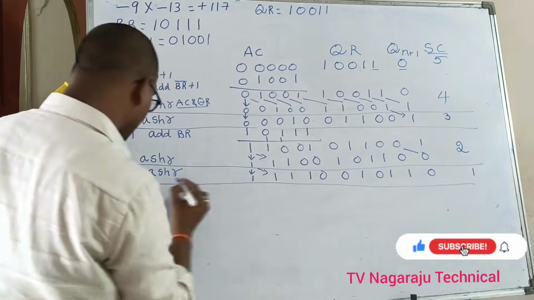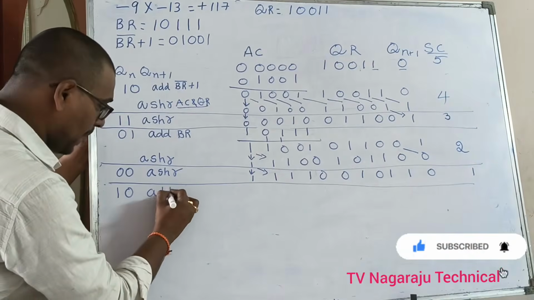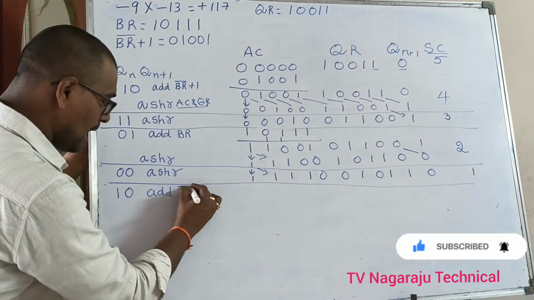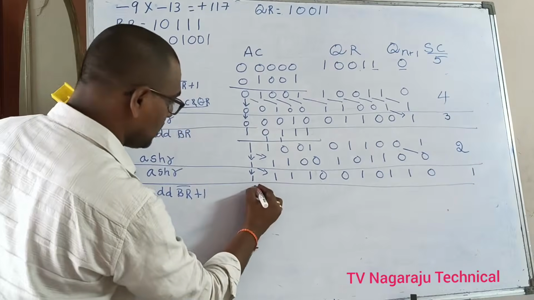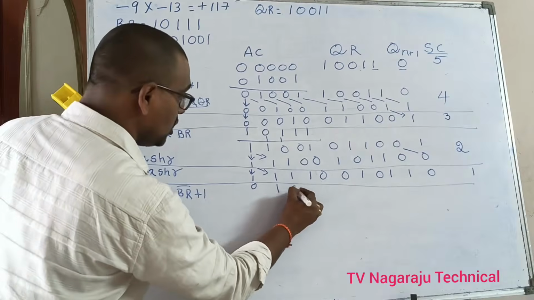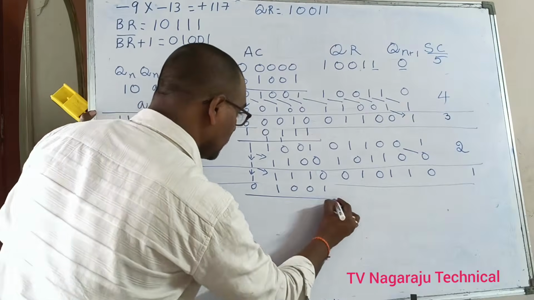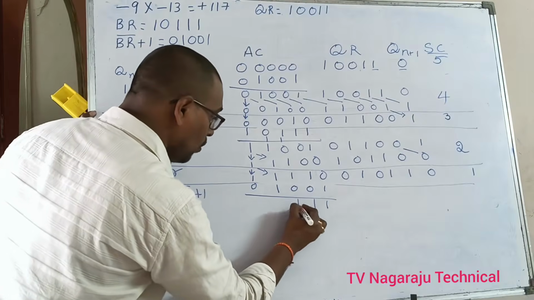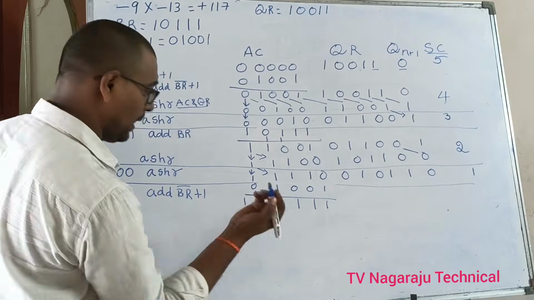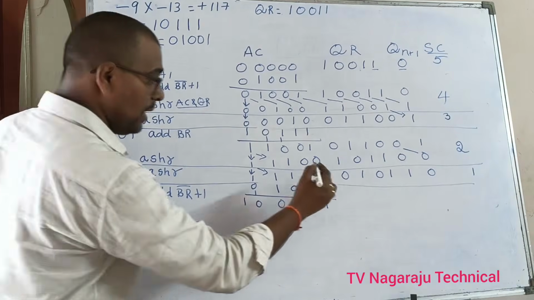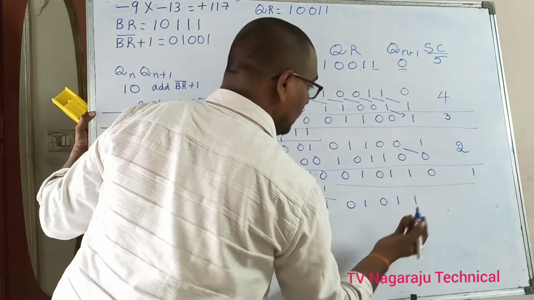And the last two bits are 1, 0. If it is 1, 0, what are we doing? Subtraction. That is, add BR complement plus 1. For this, what is BR complement plus 1? This is 0, 1, 0, 0, 1. Do the addition operation: 1, 1, 1, 0, 0, 1, 0, 1 and the same 0, 1, 0, 1, 1.